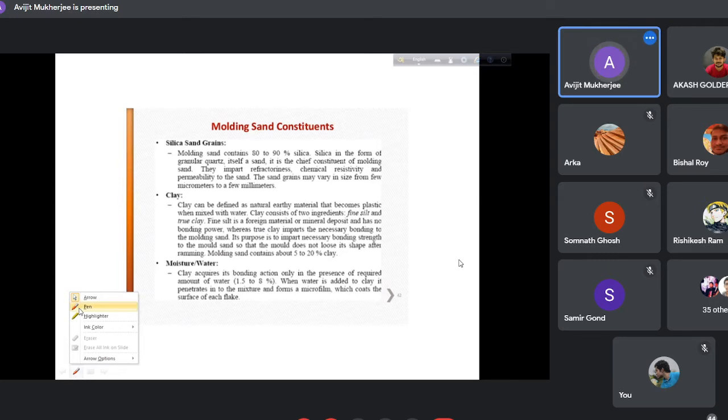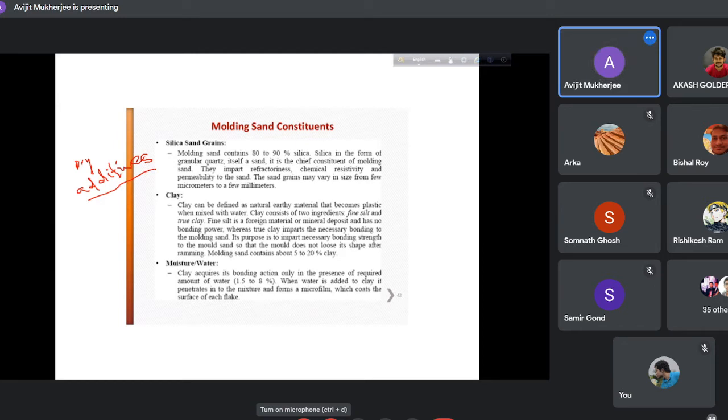In general, we use this term: dry sand, then additives and binders. Additives are those ingredients, some chemical constituents. Say if we want to increase some properties, special properties, then these chemicals are to be added. And then binder. Binders will bind all the ingredients together. That is the additive.